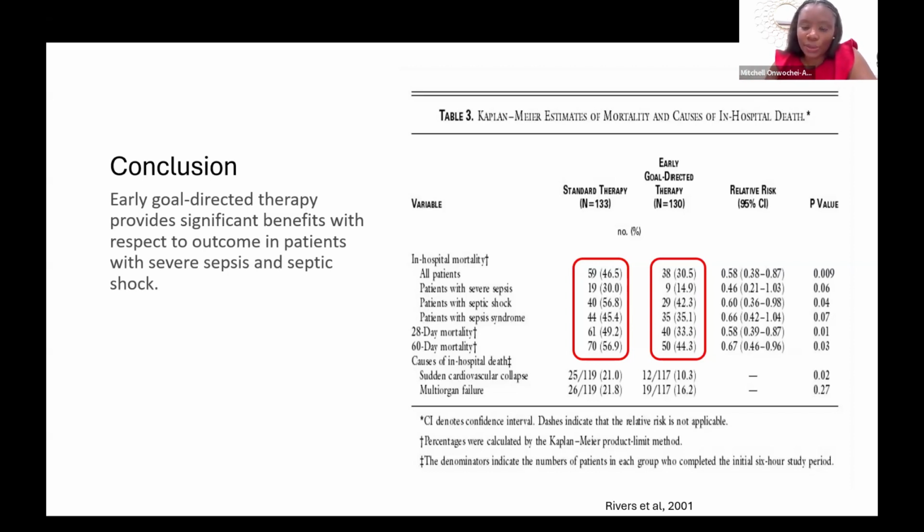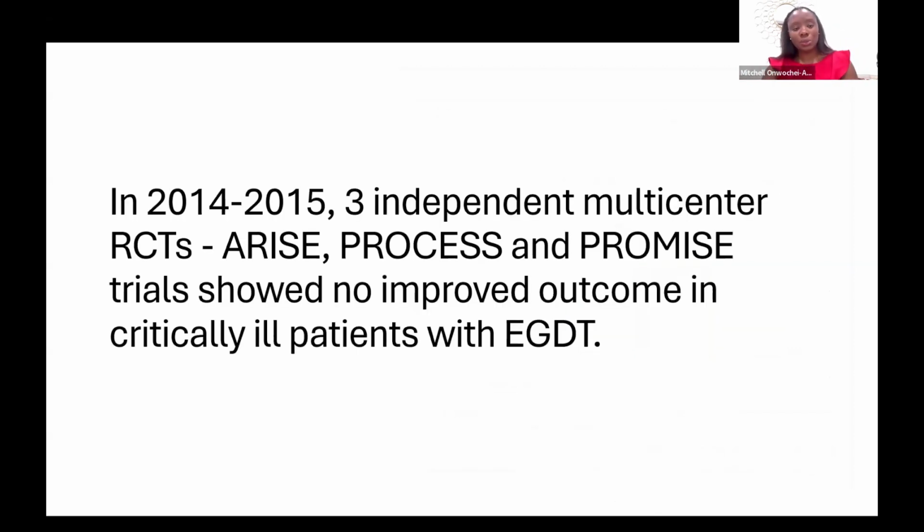Most critically ill patients will get a central venous line placed in, and they will go through that algorithm. And that was until 2014 and 2015, when 3 independent multi-center randomized controlled trials were done. The ARISE, PROCESS, and PROMISE trials, which showed no improved outcome in critically ill patients when managed with early goal-directed therapy. So Dr. Rivers' study was a single center study, and these 3 studies were multiple centers.